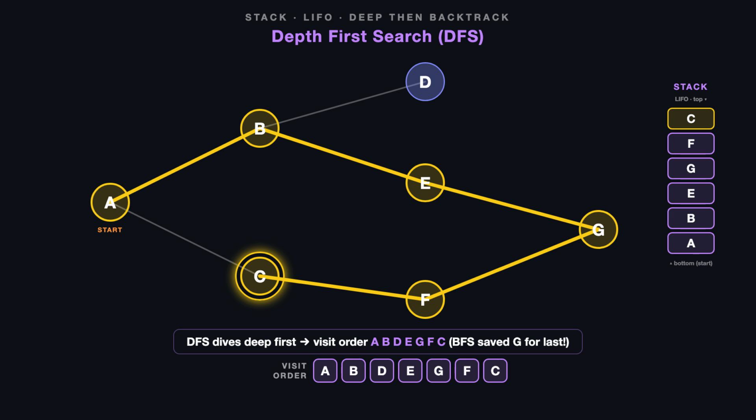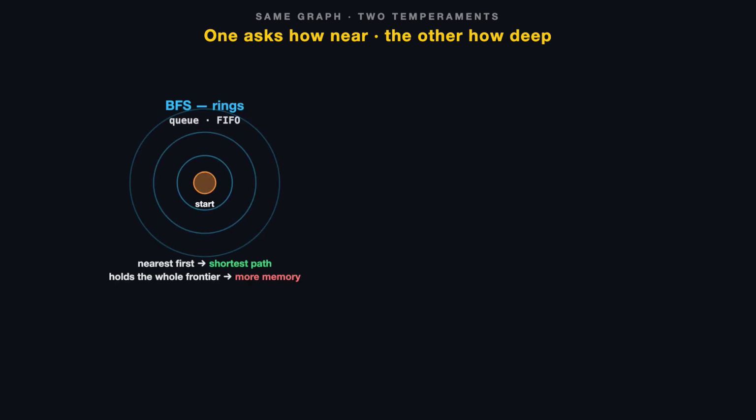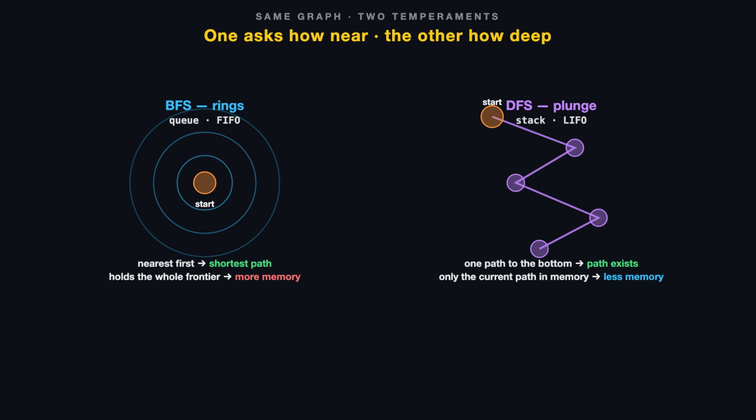Recursion does the exact same thing, the call stack is the stack. So put them side by side. Same graph, two temperaments. Breadth first spreads in rings. It uses a queue, visits nearest first, and on an unweighted graph it gives you the shortest path, the fewest edges to every node. The cost: it holds the whole frontier in memory. A wide graph means a wide, hungry queue.